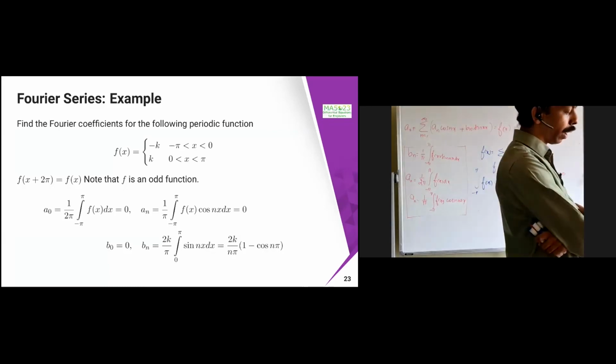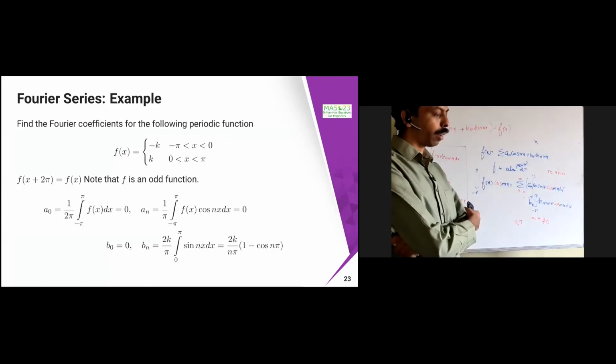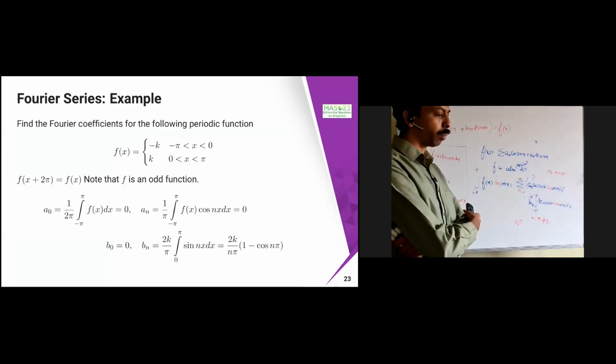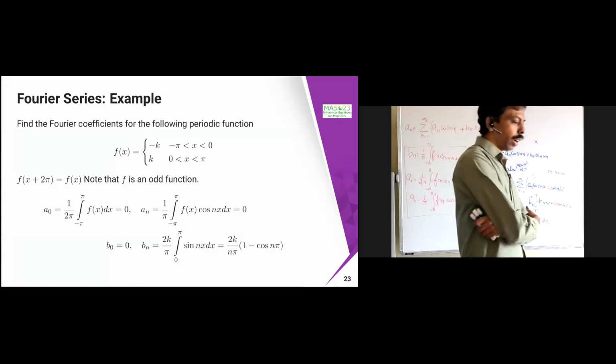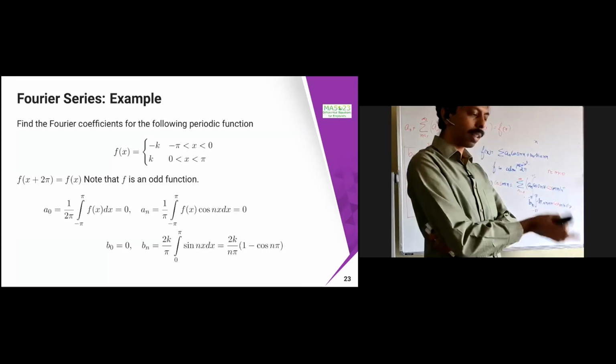So what is it going to become? This is an even, this is an odd function. f is an odd function. So if f is an odd function, then integral from minus pi to pi f of x dx is going to become 0. Means a naught is going to become 0 because f is an odd function. Now again an, that is going to become like, f is an odd function, cos is an even function.